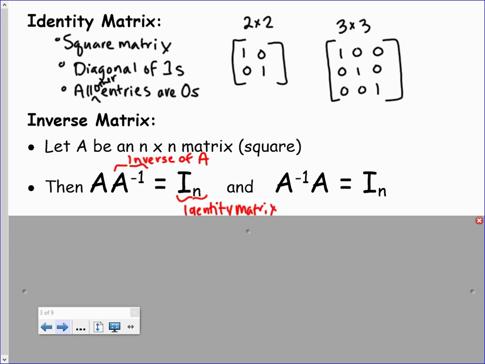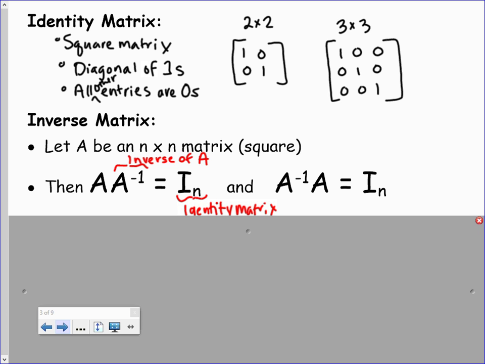Okay. So how can you check if two matrices are inverses of each other? Do matrix multiplication. And David, what would I be looking for? The identity matrix. Yeah, if I get the identity matrix, then I know that they're inverses of each other.